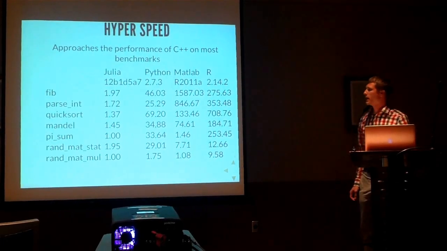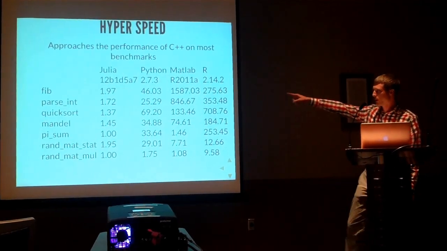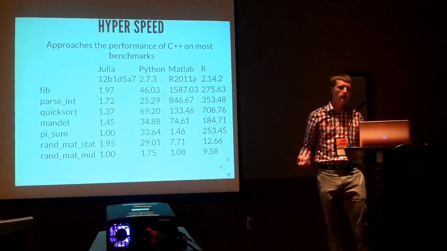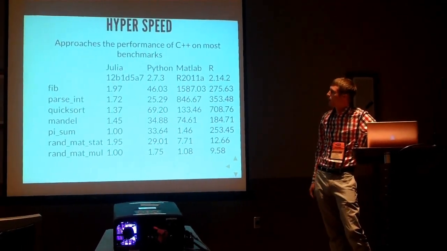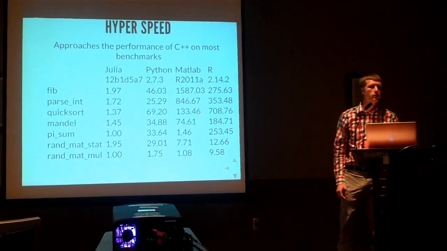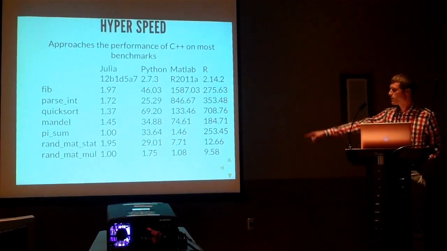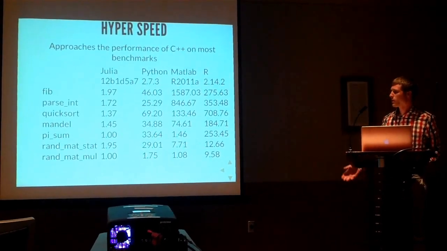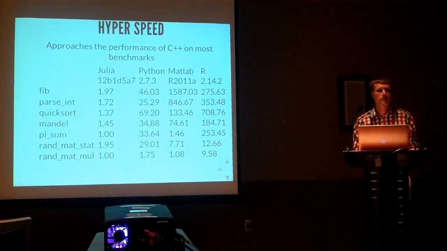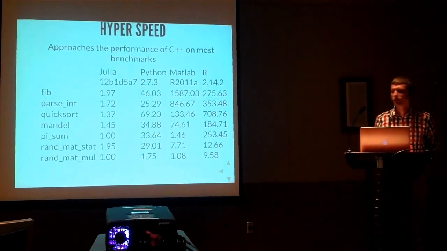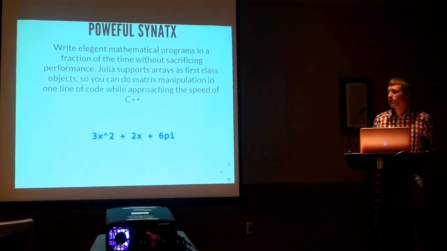Basically, all of the languages are relative to C++. So if you see 1.97, that means Julia ran the code in about half the time that C++ would do it. The next step up would be Python, and then MATLAB and R. And of course, these aren't all inclusive. Some things are going to run faster in MATLAB, for example. You can see on matrix manipulation, they're all pretty close. But the reason for that is they're all using the same library for doing matrix manipulation, which is LAPACK. It's open source, so everybody's using the same library there. It also has a really nice syntax.